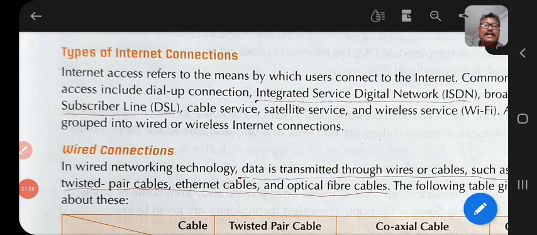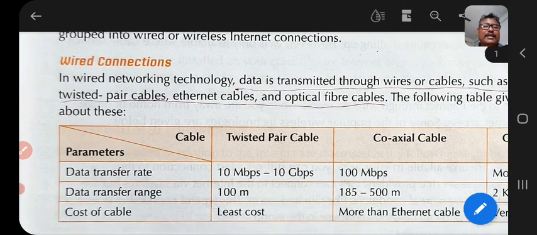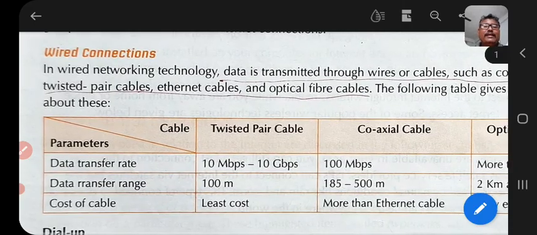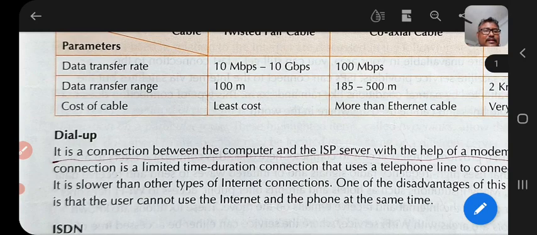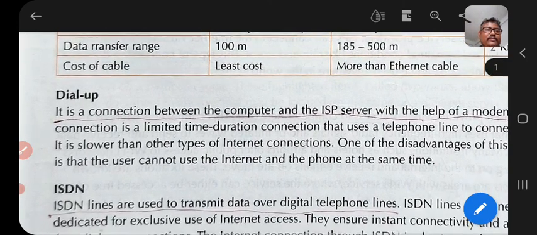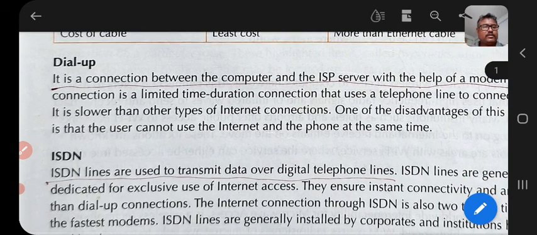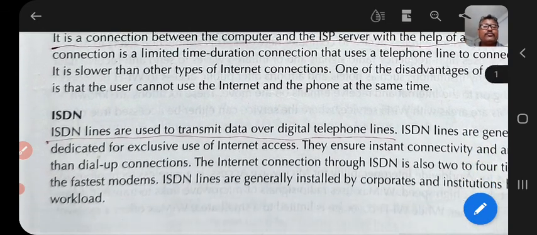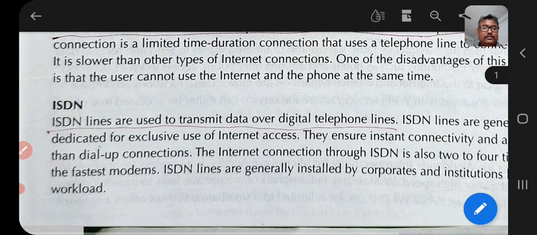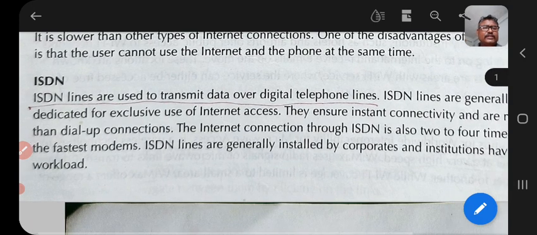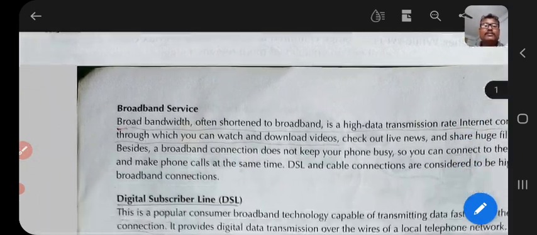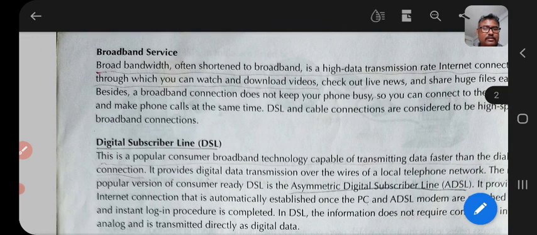So on today's class, types of internet connections. On this topic we have learned about wired connections, which provide twisted cables, coaxial cables, Ethernet cables, optical fiber cables. Then different services provided for internet connection: dial-up connection, ISDN connection, which is called the over the digital telephone line, it can be shared. And next, all broadband services. Broadband services we have already discussed. This is faster than the dial-up and ISDN.